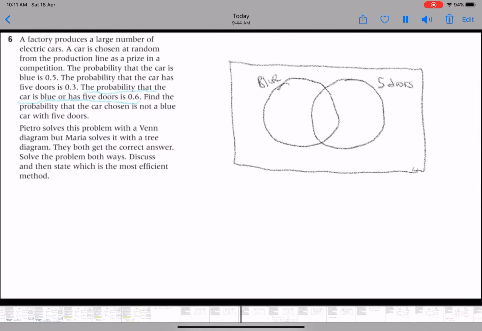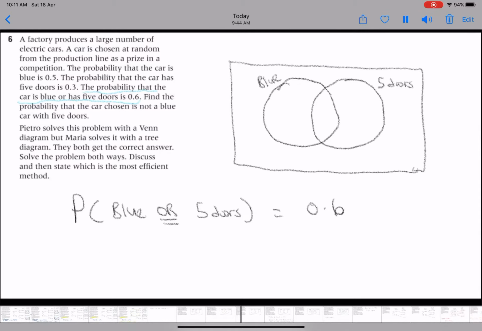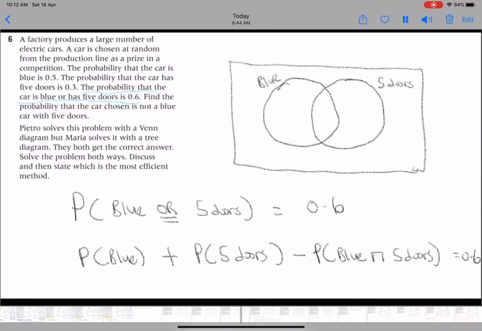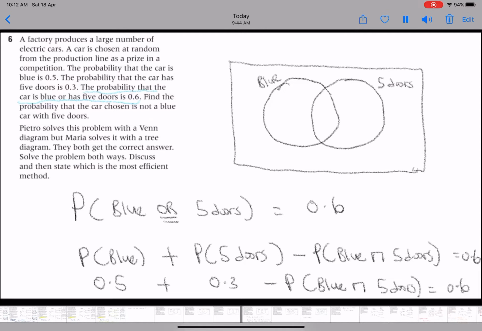Okay, the keyword here is "or", and you should know "or" is always related to union. Now recall how we approach this. If "or" relates to union, the probability of blue union 5 doors is always the probability of blue plus the probability of 5 doors minus the intersection, and this should equal 0.6. The probability of blue we know is 0.5, the probability of 5 doors is 0.3, but the intersection we do not know. And we can solve this.